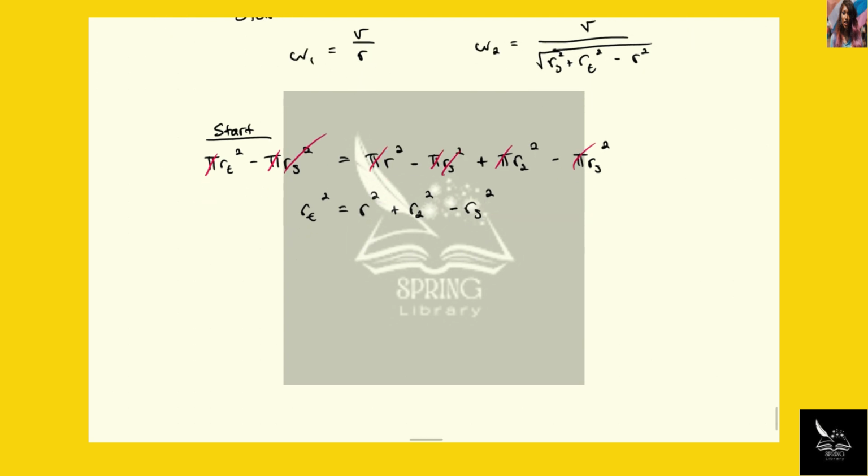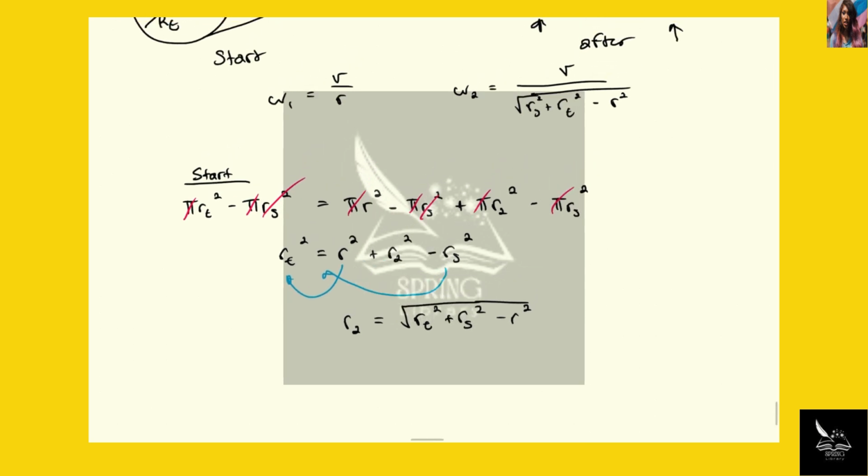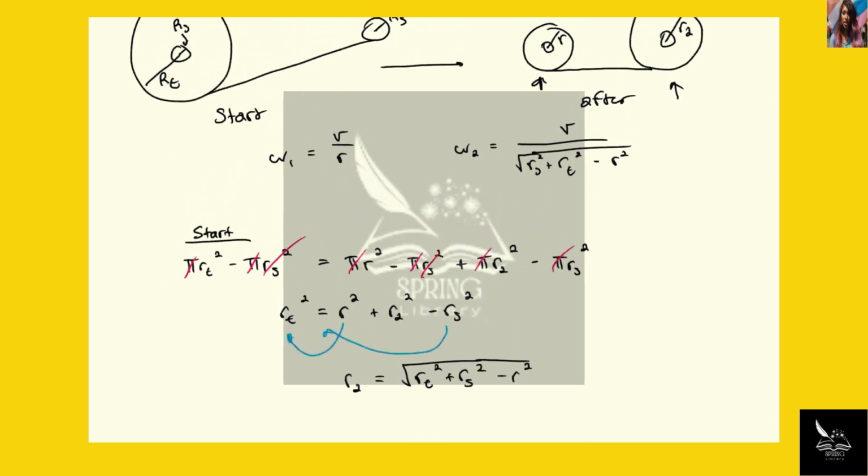And from that, if you solve for R2, all you have to do is scoot this RS squared over, and scoot this R squared over. What you end up finding is R2 is equal to the square root of RT squared plus RS squared minus R squared. Remember, RT is the radius of the tape, RS is the radius of the spool, and R is whatever amount of tape is left on the original spool.